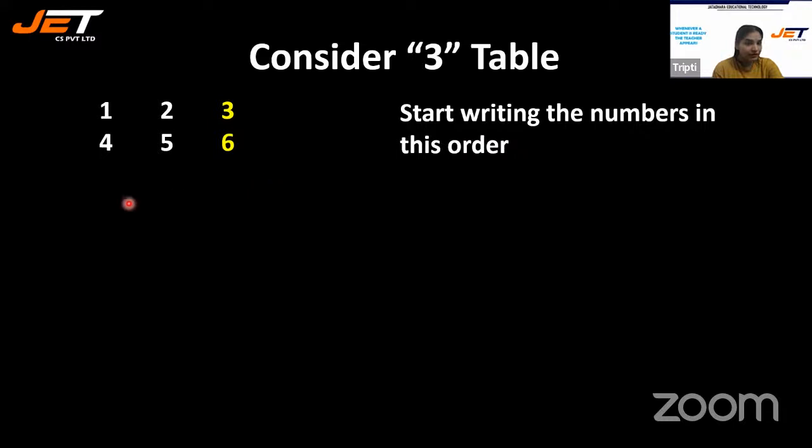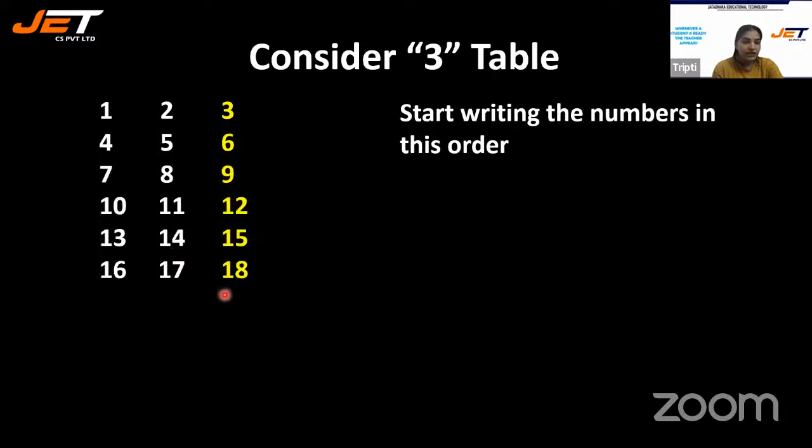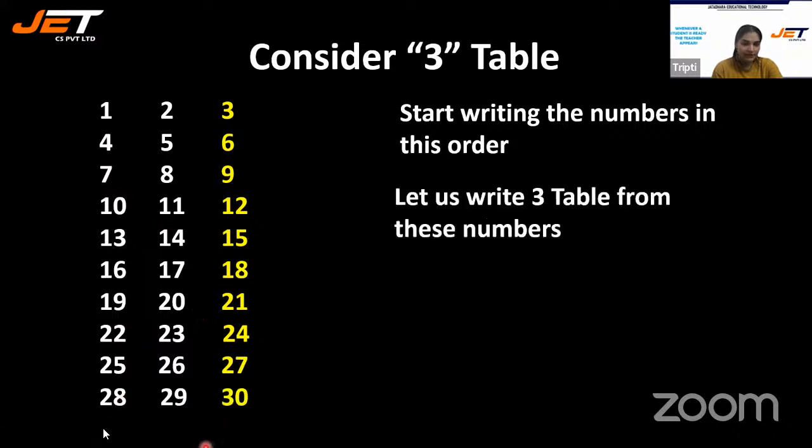1, 2, 3, 4, 5, 6, 7, 8, 9, 10, 11, 12, 13, 14, 15, 16, 17, 18, 19, 20, 21, 22, 23, 24, 25, 26, 27, 28, 29, 30. Now, let's write the table of 3 using these numbers. How can we do that?